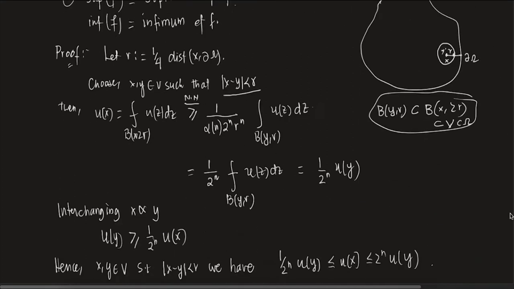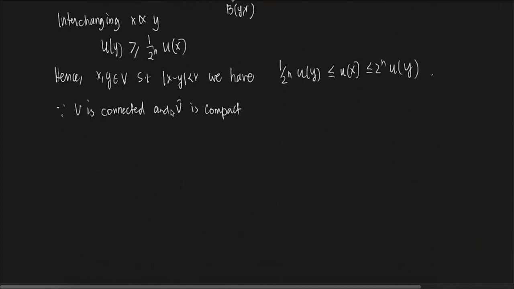Okay, right. Now, since V is connected and V bar is compact, here V is compactly contained in omega. So V bar is compact, right? Compact set, what can we do? We can cover it with a finite cover. So let's say there exist finite covers of balls B_i, and this is i equals 1 to, let's say, n.